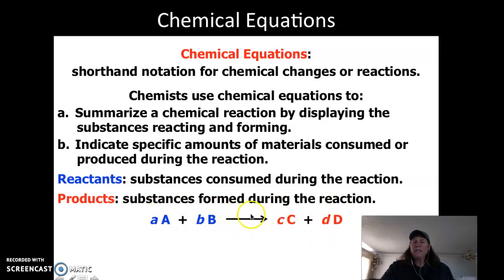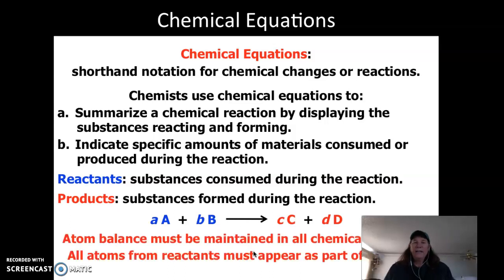When you see an arrow like this, it breaks it into the two parts, reactants versus products. The arrow, actually, if you read it, would be yields or makes. So I would say A plus B yields C plus D. Okay? And again, they have to be balanced. Sorry, I'm cutting out my stuff here, but it says atoms balanced must be maintained in all chemical reactions. All atoms in reactants must appear as part of the product. So what you start with here, like if you have hydrogen and oxygen, you better have hydrogen and oxygen over here. Things just don't disappear.